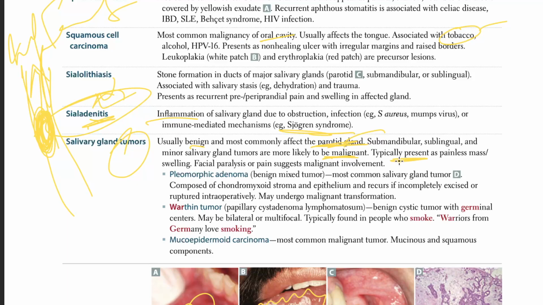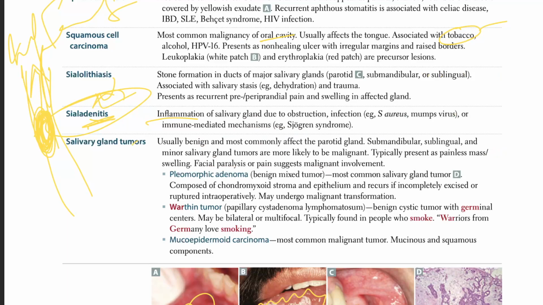Typically, any tumor is going to present with a painless mass. Why would you have pain in a tumor, right? Painless mass, for sure, and swelling, that mass is going to give you swelling. Facial paralysis or pain suggest malignant involvement. So again, the rule was benign parotid, but if that tumor in the parotid gland causes facial paralysis, let's say it is impinging on the facial nerve, that means it has grown so much, so that's got to be malignant. It suggests malignant involvement.